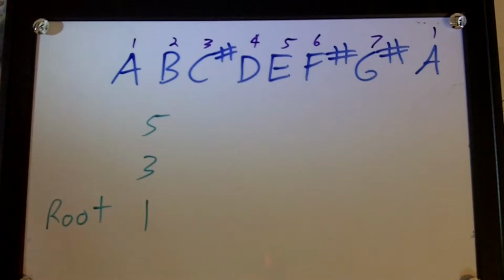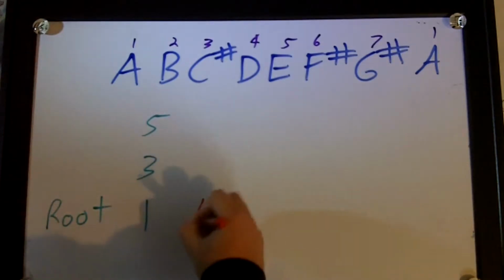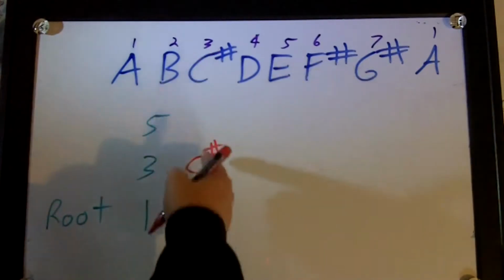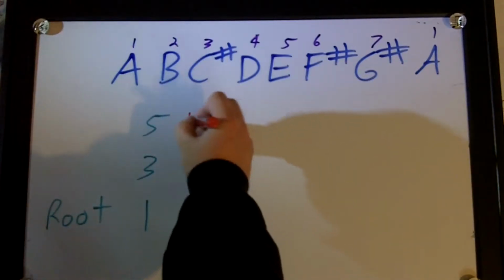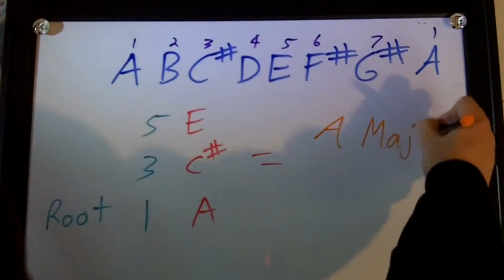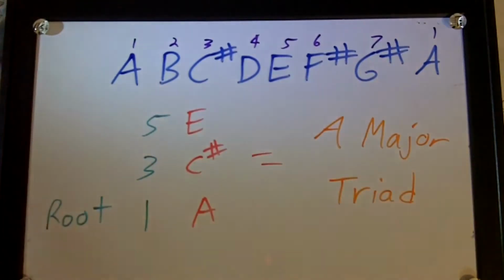Remember, the root in this case will be A because it's an A major chord. And the third being C sharp because that fits inside the A scale. And the fifth is E. All of these equal the A major triad. Now, what if I change one thing?